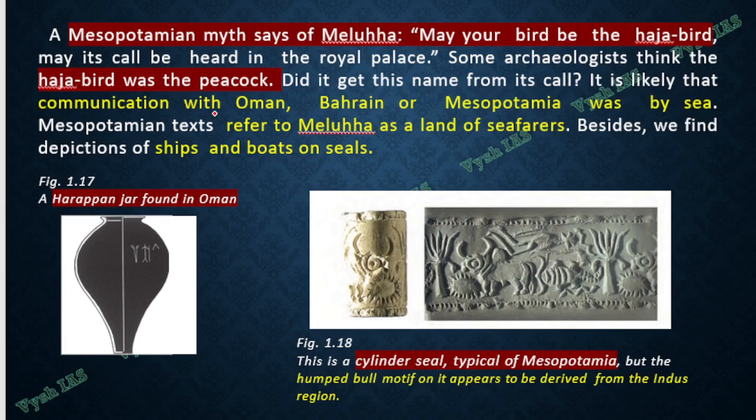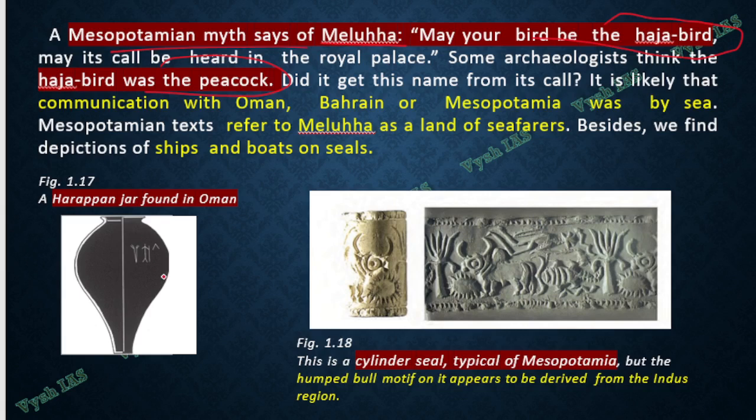In Mesopotamian myth there is mention of Meluha. Meaning in their scriptures, in your Iraq scriptures, there is a description of a bird, the Haja bird. That Haja bird may be referring to the peacock of India. So these are all conclusions of historians.